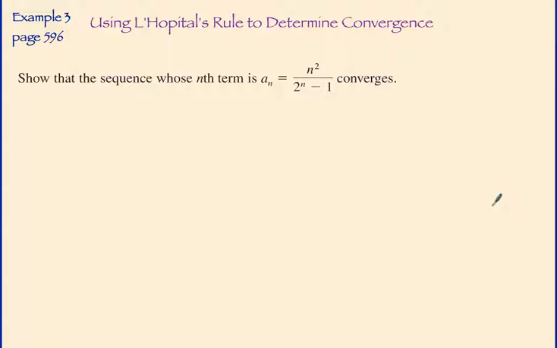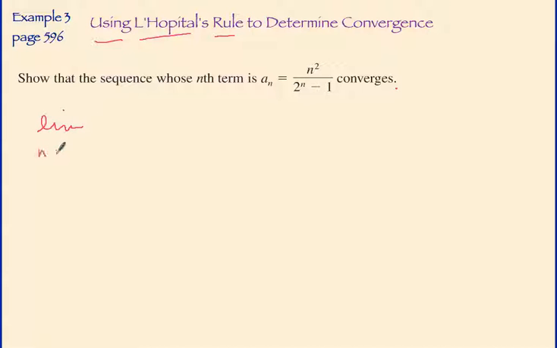Okay, you may have thought in the previous example, hey, I wonder if we can use L'Hopital's rule to find the limit. Yes, you can. Using L'Hopital's rule to determine convergence: show that the sequence whose nth term is a sub n equals n squared over 2 to the n, see if it converges. Well, let's take the limit.